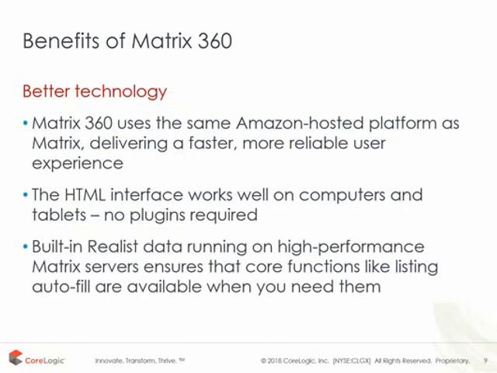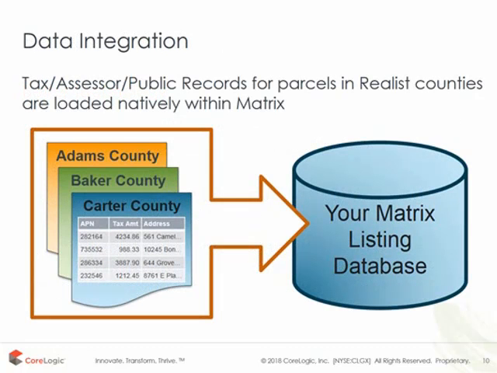Technology-wise, Matrix 360 uses the same Amazon-hosted platform as Matrix, delivering you a faster, more reliable user experience. The HTML interface works well on computers and tablets. Once again, no plugins required. And the built-in RealList data runs on the high-performance Matrix servers, which ensure core functions like listing autofill are available when you need them. Here's a simple diagram to show you how we do things.